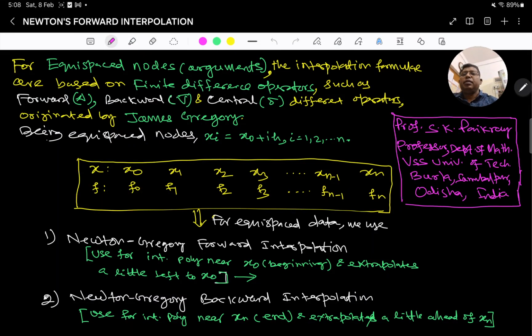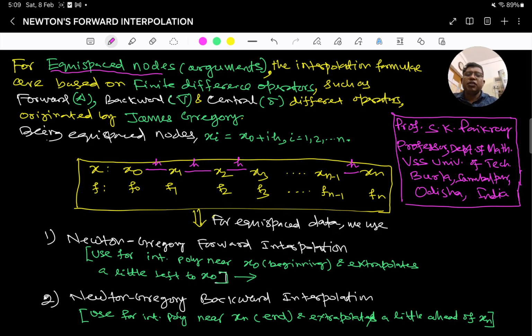Hello everyone. In this lecture we shall discuss the Newton's forward interpolation. Here you have the equispaced nodes. If we recall our previous lectures, in this case the gap between x0 and x1 is the same as between x1 and x2. If it is h, it is also h, it is also h, which means it is equispaced data. If equispaced nodes are given, then we use Newton's forward interpolation and Newton's backward interpolation.